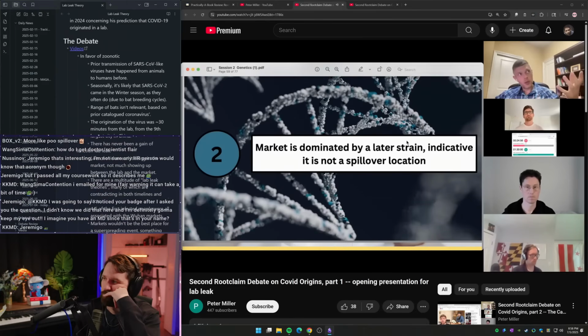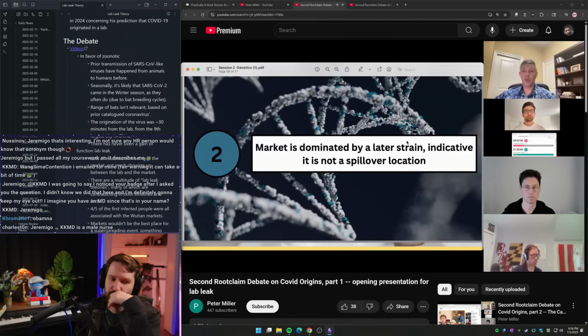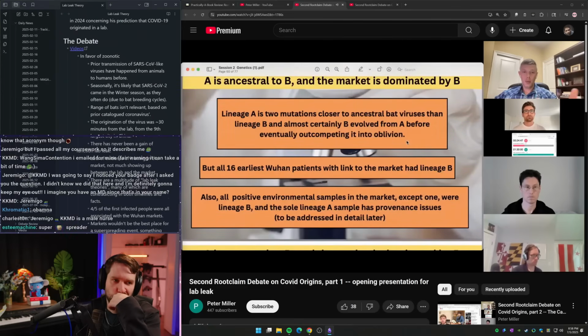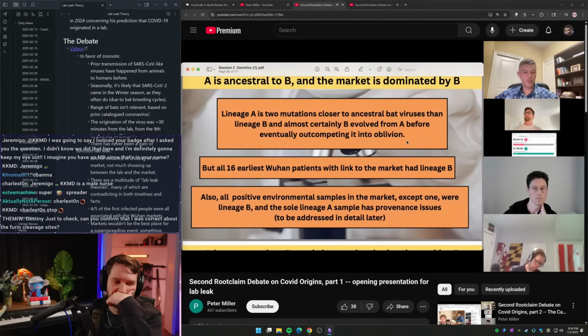And this is inconsistent with zoonosis because usually the earliest strain should be dominating the spillover location, like the market. And yet the genomic data of the earliest cases shows that it was exclusively lineage B in the patients. Like all 16 of the earliest Wuhan patients linked to the seafood market, all of them had lineage B. And this is surprising because lineage A had 2 mutations closer to that ancestor, but if that was the spillover virus, you'd expect at least some people from the market to have that lineage.